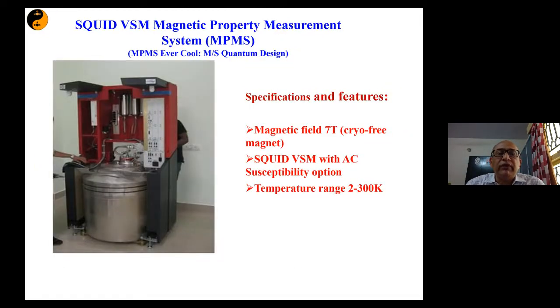This is the SQUID VSM magnetic property measurement system, which I talked about. And this one, along with the other one, the MR measurement system, is our really great workhorse for doing low temperature research. I will be showing some of the results when I show all the results together. At that time, I will show some of the results from this equipment.